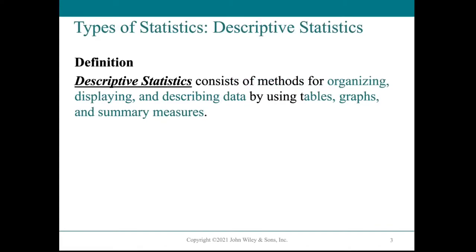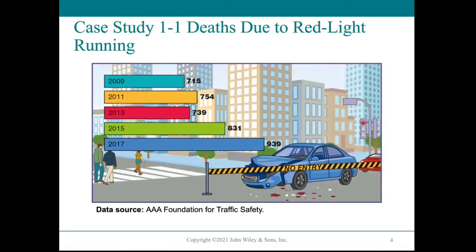We have descriptive statistics, which consist of methods for organizing, displaying, and describing data by the use of tables, graphs, and summary measures. For example, here is a case study of the deaths due to red light running. Descriptive statistics shows us that in 2009, there were 715 deaths. In 2011, it's 754. 2013, 739. In 2015, it's 831. And 2017 is 939.